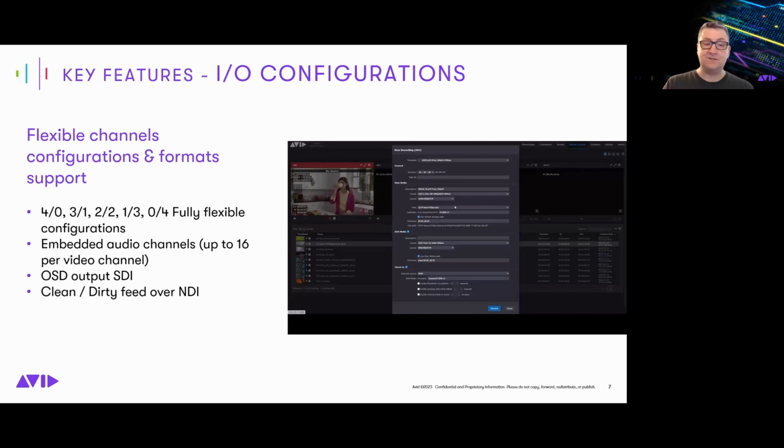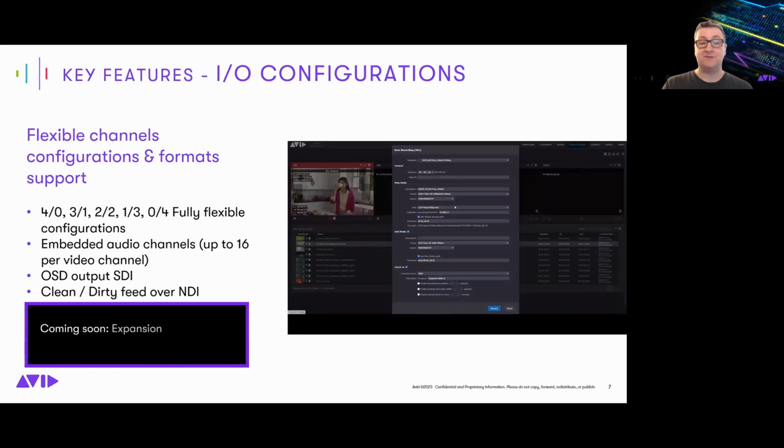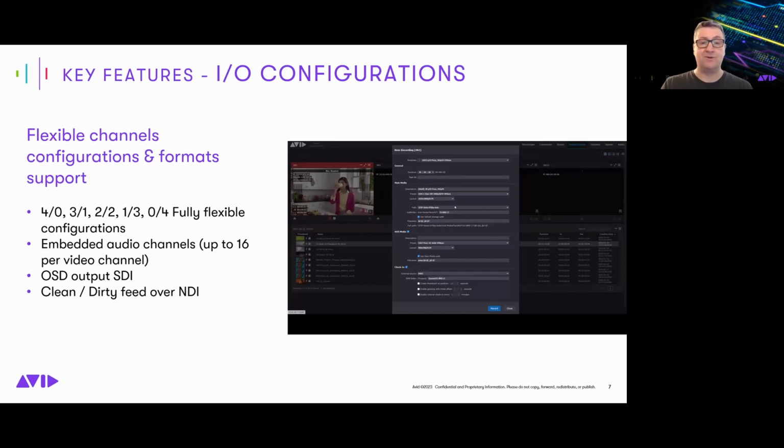We have an on-screen display for SDI output, so you can have a loop through that will show the on-screen display as well. And we can also use the power of NDI to give us clean and dirty feeds that are available on the network for other people within the environment. Now, in the future, we're going to expand this to a 2-channel configuration, 8-channel configuration, so that you can really target your production needs easily with Stream IO.